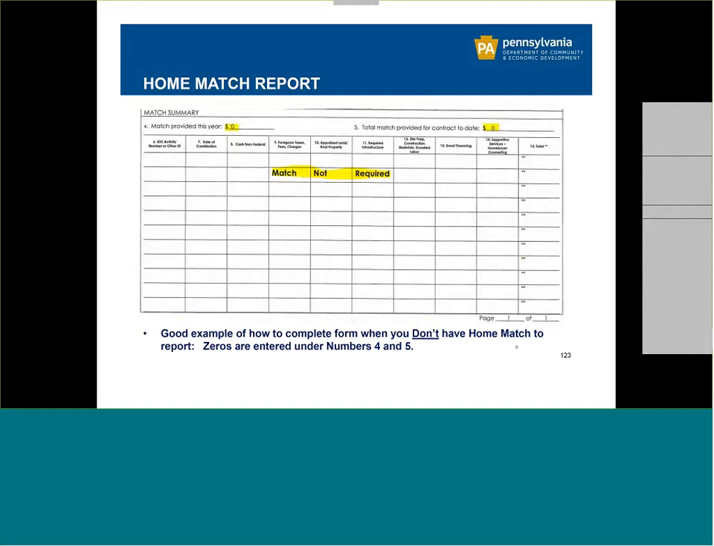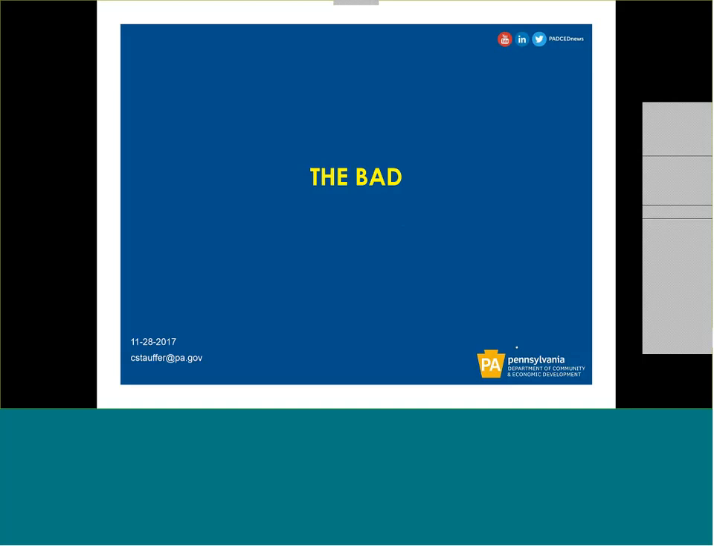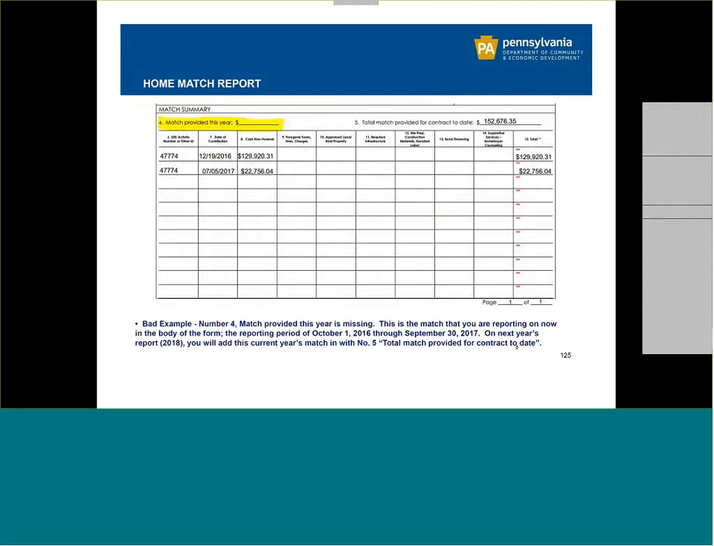Okay. The second good example would be how to complete the form if you don't have HOME match to report. Just put zeros under number 4 and number 5, and it's optional, you can put match not required. Okay, and moving on to a bad example. This report was missing the match provided this year. This is match that you're reporting on now in the body of the form.